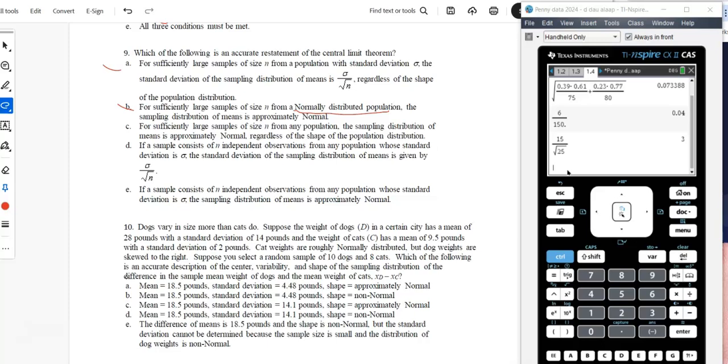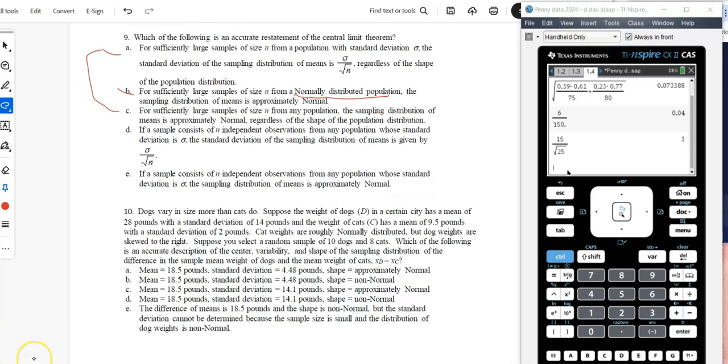Large sample from any population, the sample distribution is approximately normal regardless of the shape. We got to think about what's the difference between A and C. I'm going to have to think about that. Okay, so what's sneaky about A is true, but it's not really the central limit theorem. So I think this is the central, sufficiently large, it doesn't matter the shape of the population, the sample distribution of the means is approximately normal.